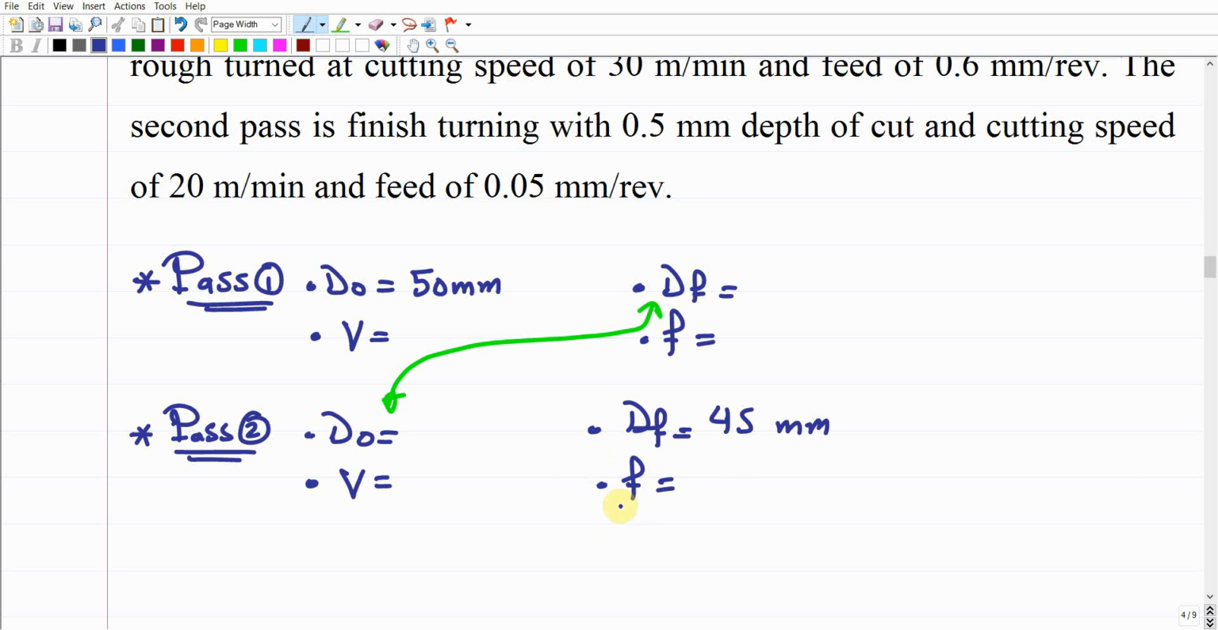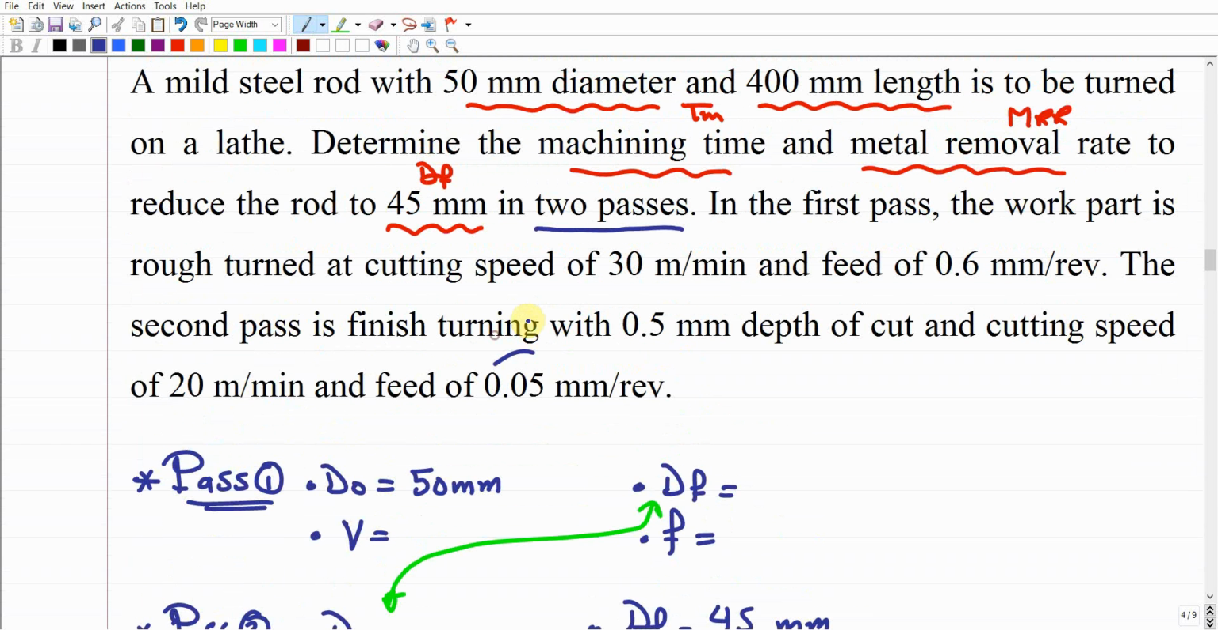So we have to figure out this data. Something else you should understand is that we may perform the turning operation of the first pass and the second pass with the same cutting speed and the same feed. Would V in both passes be the same, or would they be different? This depends on the given data here. So let us continue reading the problem, where he is going to describe the first pass.